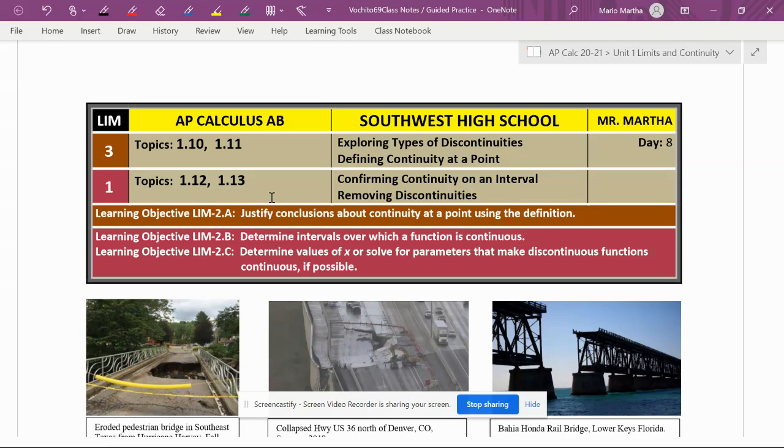Today we're going to be talking about different topics. The first one, 1.10, exploring types of discontinuities. 1.11, defining continuity at a point. 1.12, confirming continuity on an interval. And lastly, 1.13, removing discontinuity.